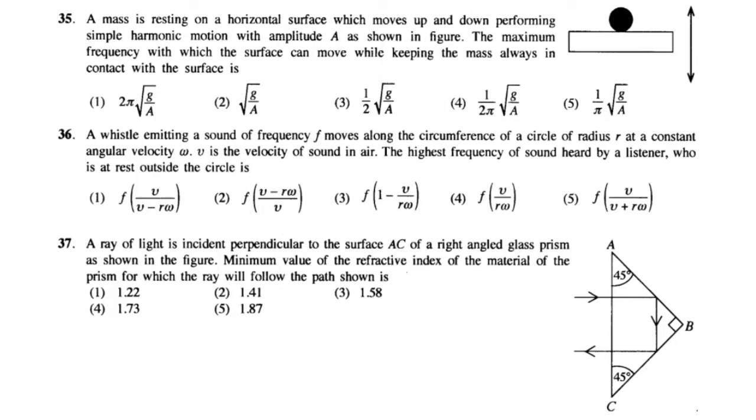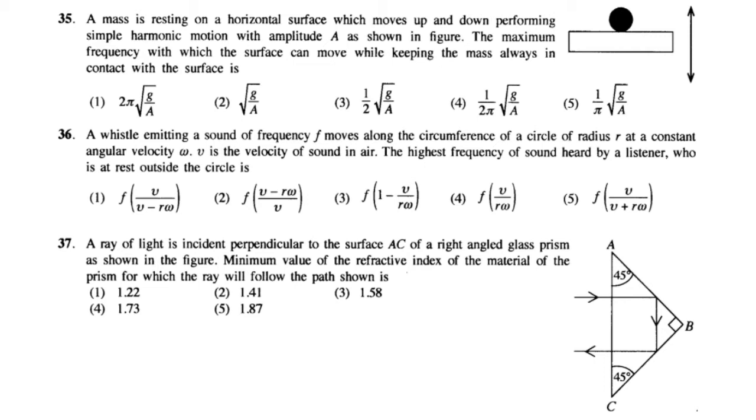Question 35. A mass is resting on a horizontal surface and that moves up and down performing simple harmonic motion with amplitude capital A. They are asking for the maximum frequency of the motion to have the mass always in contact with the surface. For simple harmonic motion, we know that acceleration of the body, which is performing simple harmonic motion, is given by minus omega squared x. X is the displacement, omega is angular velocity, A is the acceleration of the body. A equal minus omega squared x.